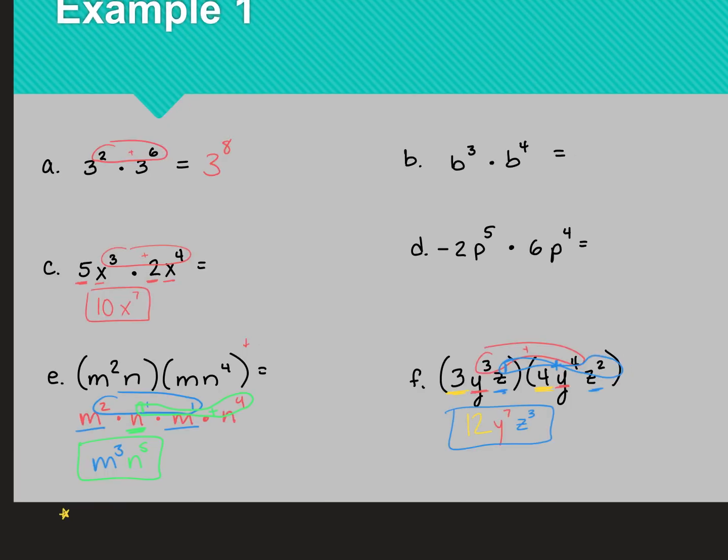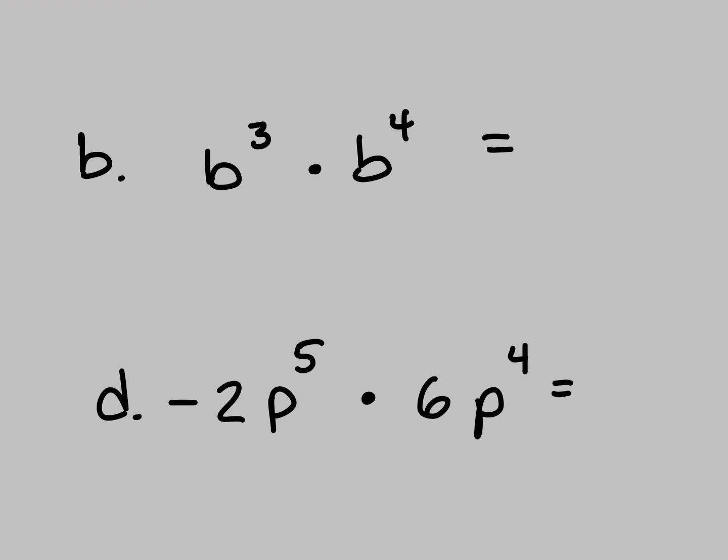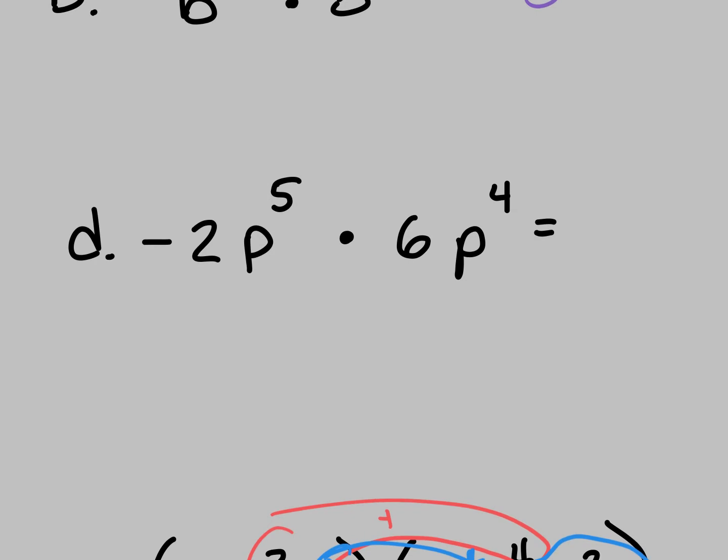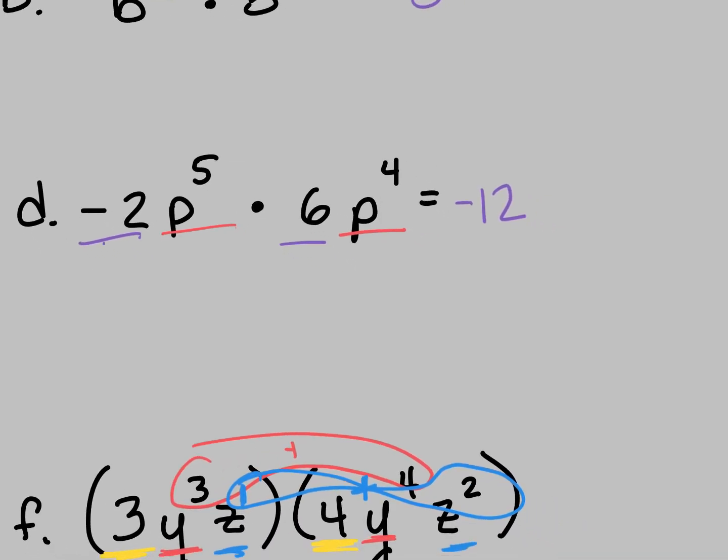So let's take a look at b. So we have b to the third power times b to the fourth power. So when our bases are the same, we add our exponents together. So this would be b to the seventh power. For d, we start by multiplying. So we have negative 2 times 6 would be negative 12. And then p to the fifth power times p to the fourth power. We add the exponents together, so that would be p to the ninth power.